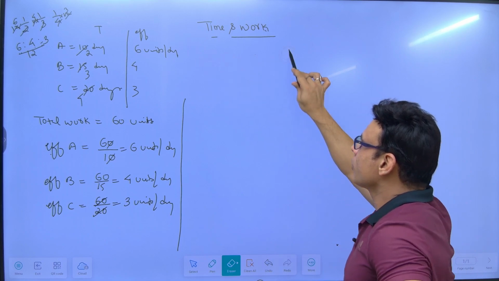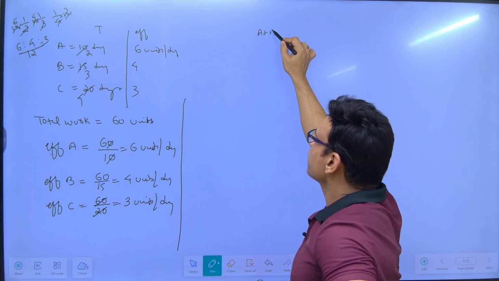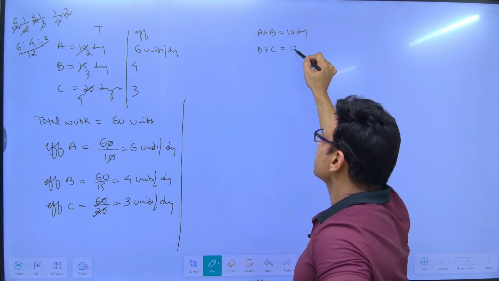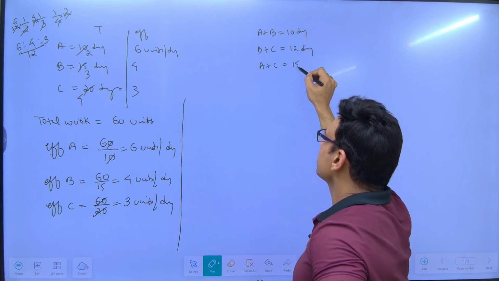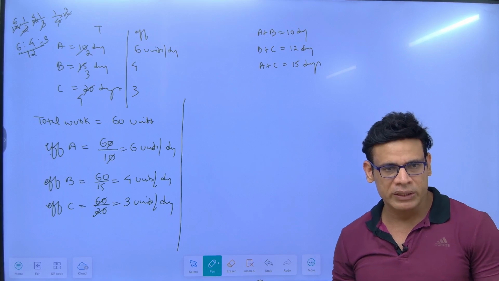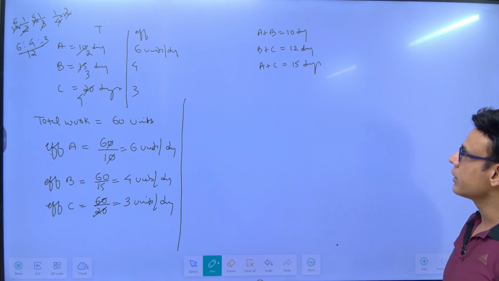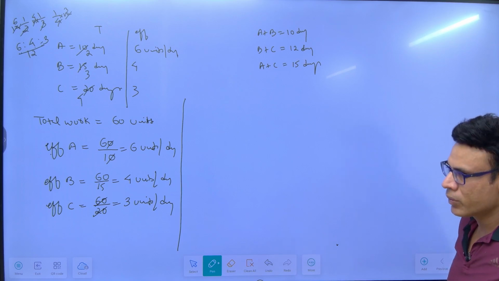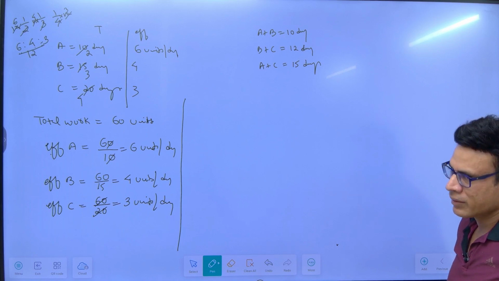Now sometimes they do combination of work. Combination of work means, let's say the question is A plus B can do some work in 10 days, B plus C can do it in 12 days, and A plus C can do it in, let's say, 15 days. They're not doing individually, they're doing in combination. A and B together can do this work in 10 days, and B and C can do it in 12 days, and A and C can do it in 15 days. If you look at this, the slowest is C.